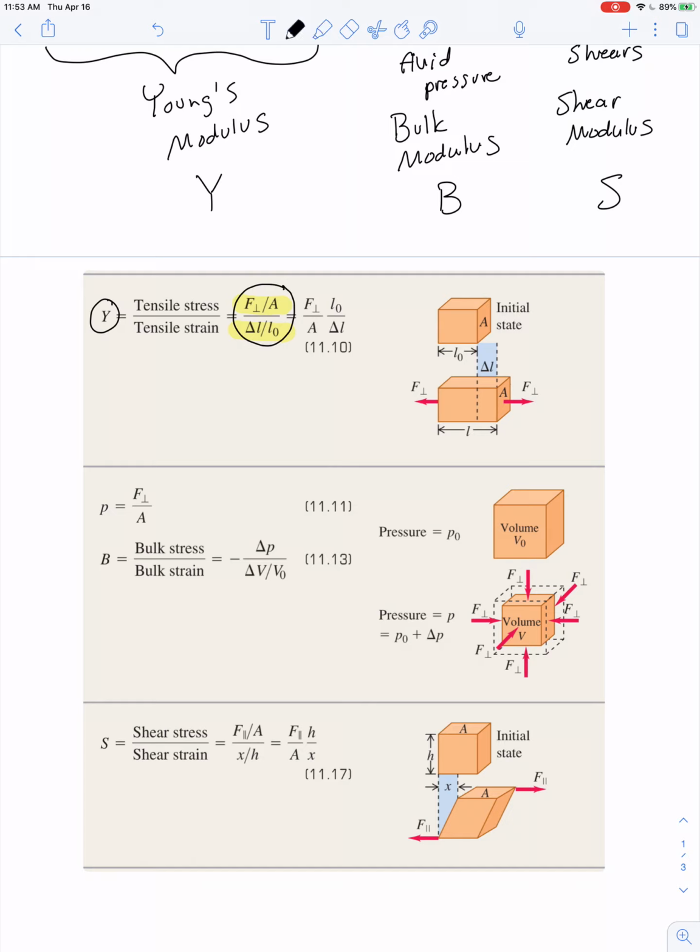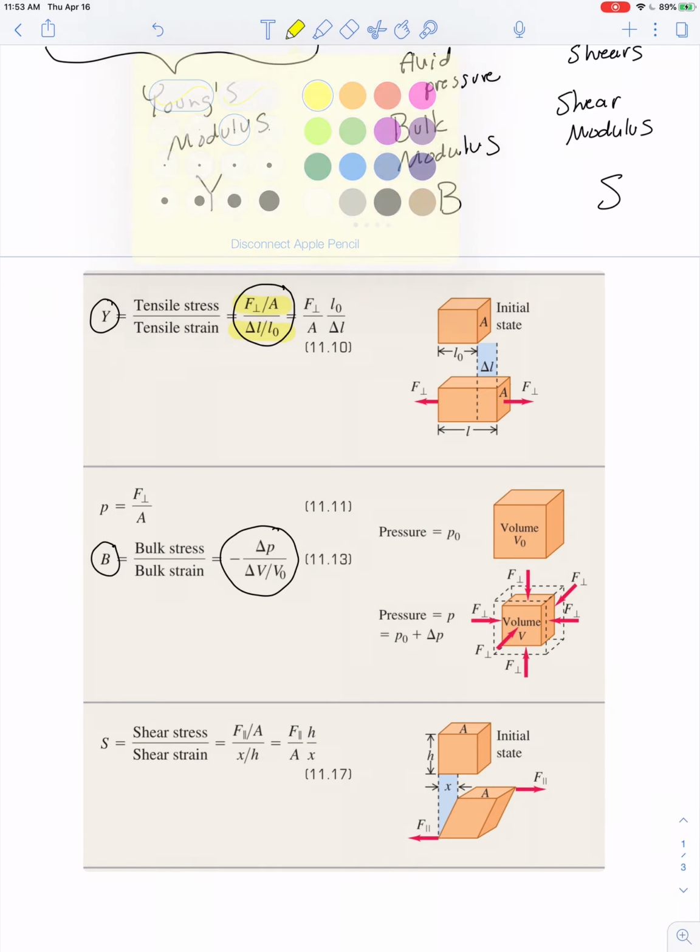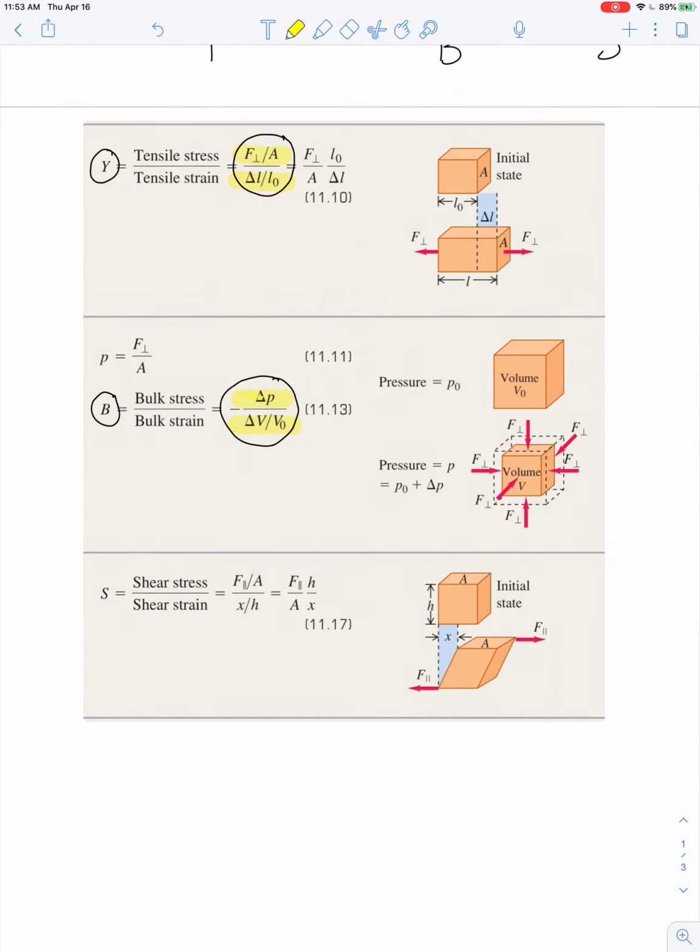Likewise, we have an elastic modulus known as the bulk modulus, and it's also a ratio of stress over strain. Here, the stress is measured as the additional fluid pressure, and the strain is measured as the percentage change in volume. Lastly, shear modulus, the stress to strain ratio, once again, is units of force per area over a fractional change in displacement.